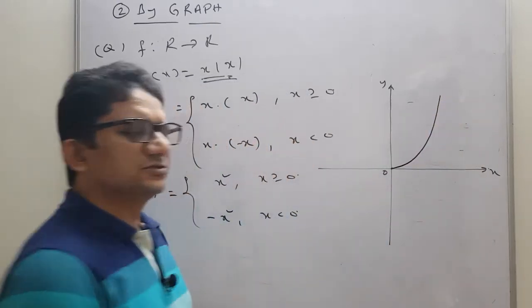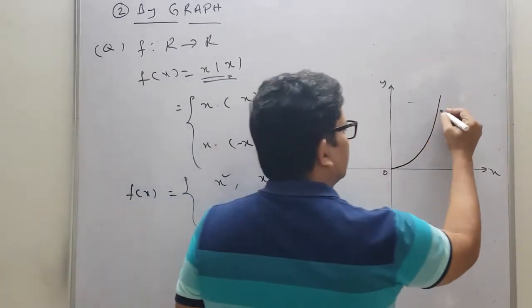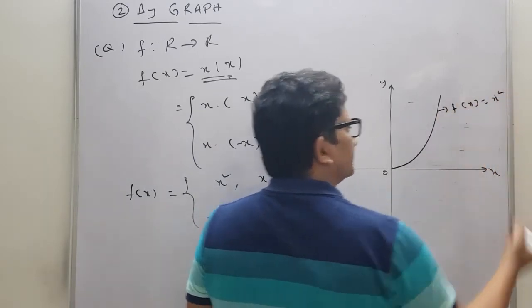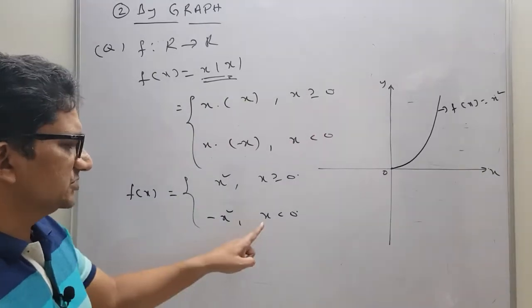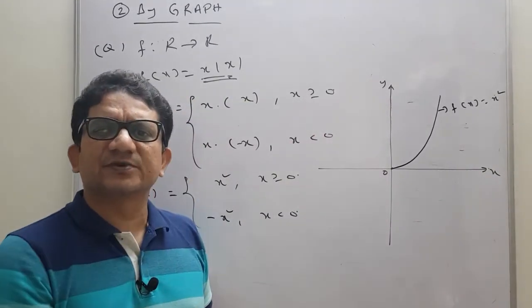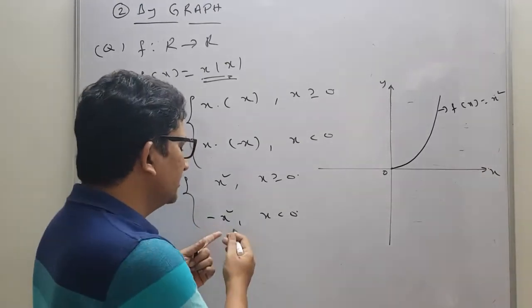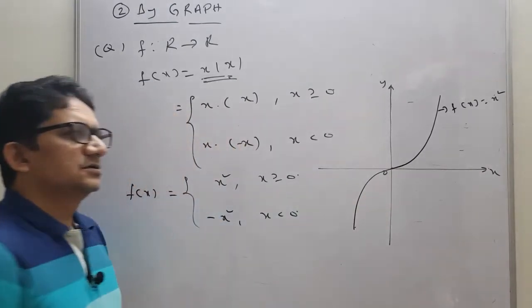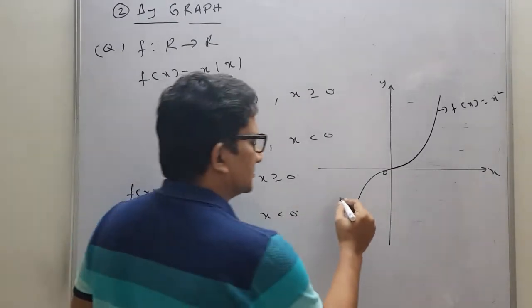So this is your portion, f of x equals x square when x is greater than or equals to 0. The next portion is when x is less than 0, minus x square. We know that minus x square is a downward parabola, where we need to draw not the complete one, only this portion. So this is your minus x square curve.